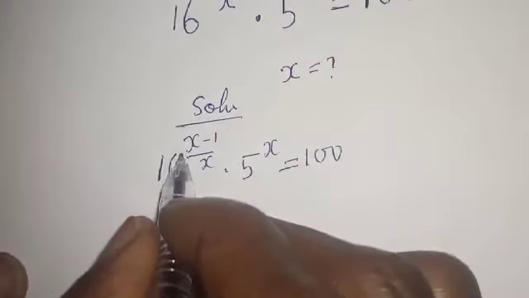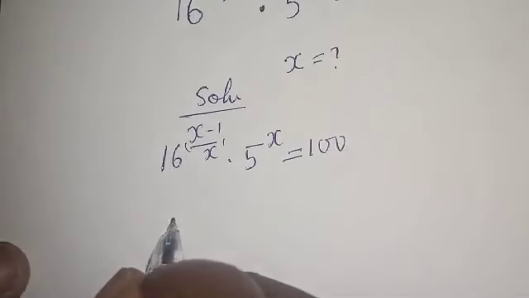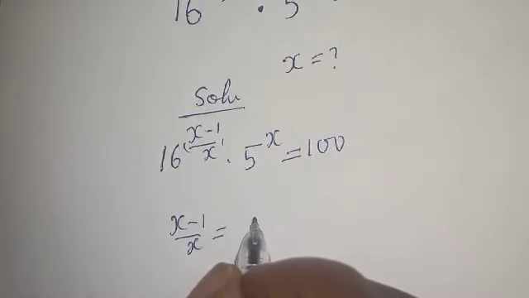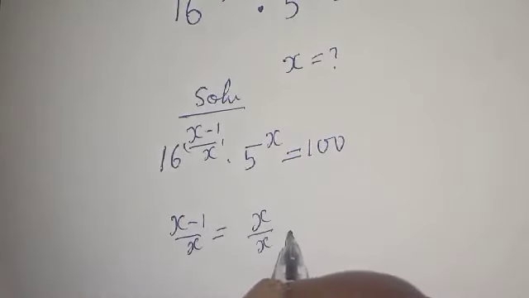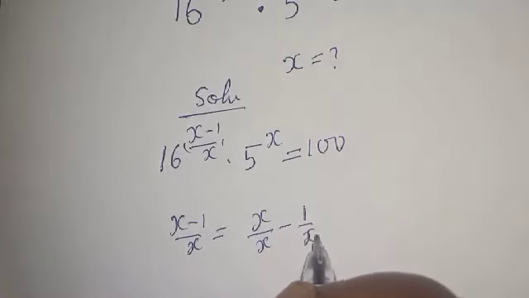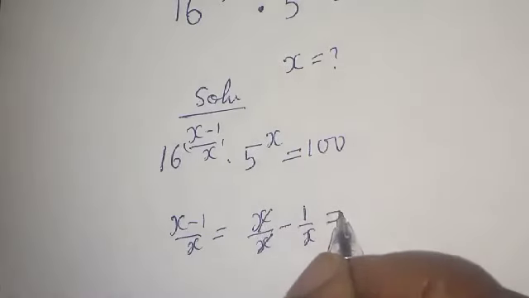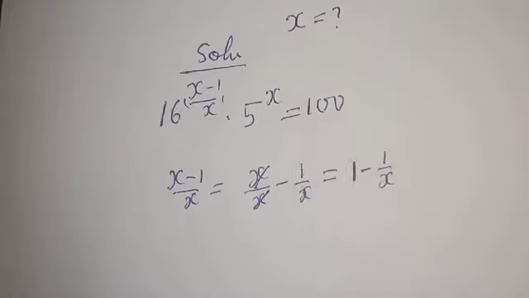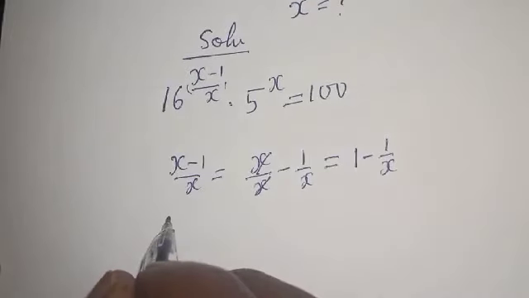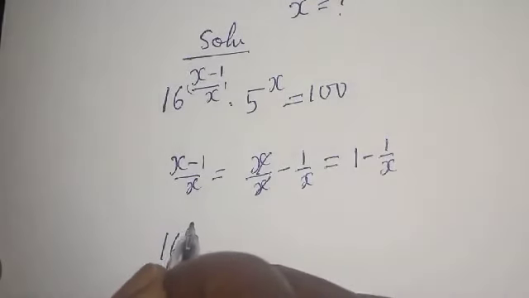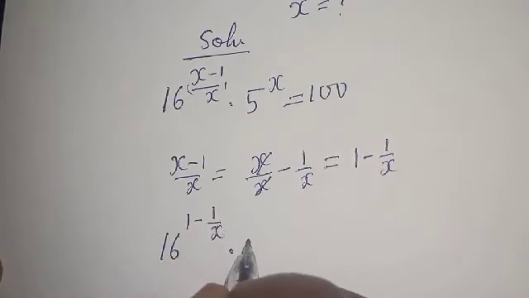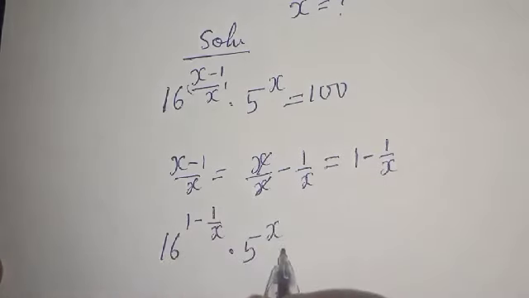Now let's consider this exponent. x minus 1 over x is equal to x over x minus 1 over x. This will cancel this. This is equal to 1 minus 1 over x. Then this can be written as 16 raised to power 1 minus 1 over x multiplied by 5 raised to power x is equal to 100.